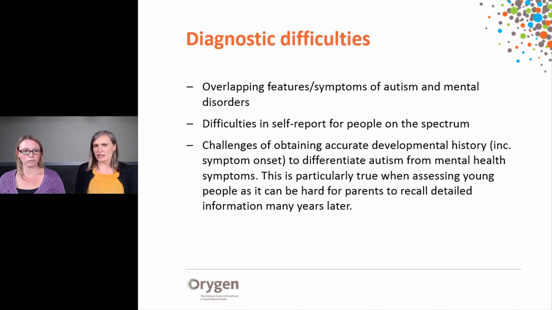We talked a little bit about some of the challenges of obtaining accurate developmental history as well, because this is one of the really important things for differentiating autism from mental health symptoms. And this is especially the case for the group of young people that we work with up to the age of 25, when parents are really being asked to cast their mind back very far, and that can just be impossible in some instances. So there's some of the difficulties that we encounter.